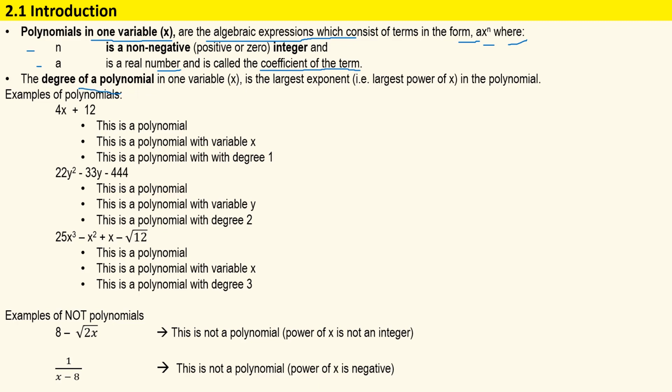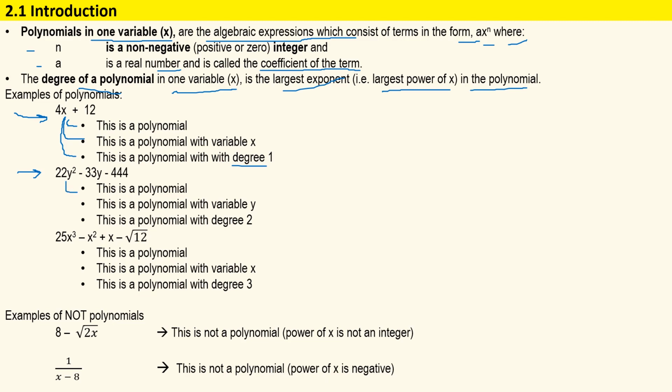The degree of a polynomial in one variable x is the highest exponent or the biggest power of x in that polynomial. Now let's take some examples. 4x plus 12. This is a polynomial with variable x, and this is a polynomial with degree 1 because the highest power of x is 1. Another example, 22y square minus 33y minus 444.